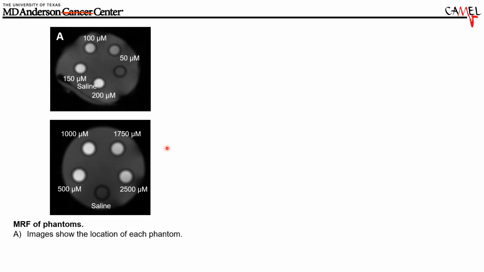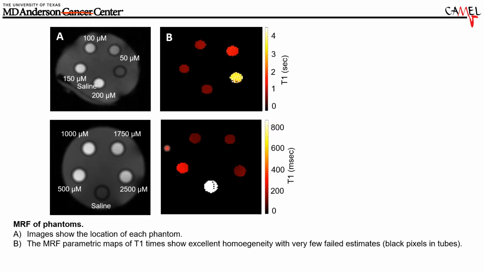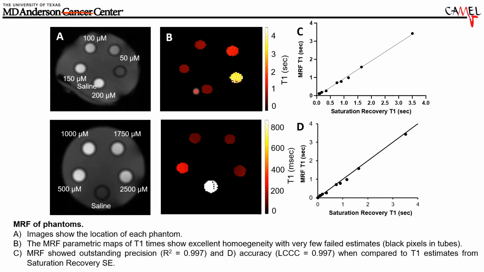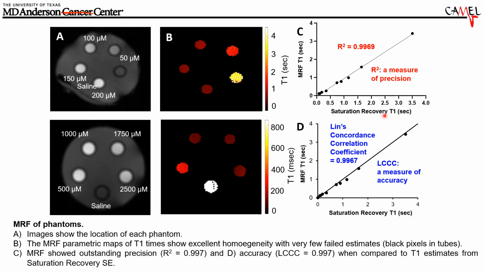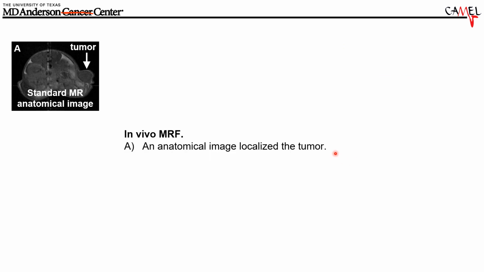So the phantoms were embedded within an agarose container, so they have fairly good B1 and B0 homogeneity. We got outstanding maps showing the range of T1 relaxation times measured with MRF. And if we compare the MRF method to the gold standard saturation recovery method, we have outstanding precision with an outstanding R-squared value, and Lin's concordance correlation coefficient as a measure of accuracy. It is also sensitive to precision, but we're really using it as a measure of accuracy. That's also outstanding. So then we performed the MRF method in vivo.